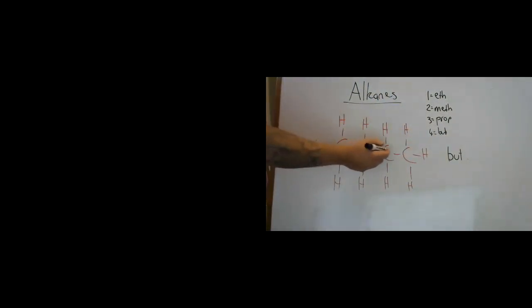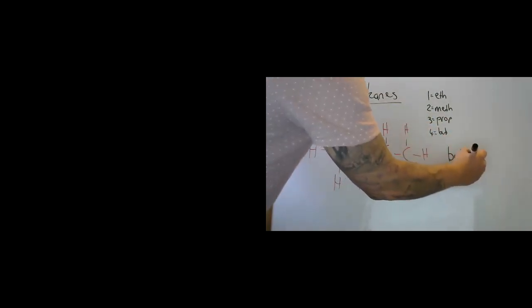So then we need to look at what kind of bonds are here. So 1, 2, 3, 4, they're all single bonds. So we call this an alkane. Or in this case, we would call it butane.